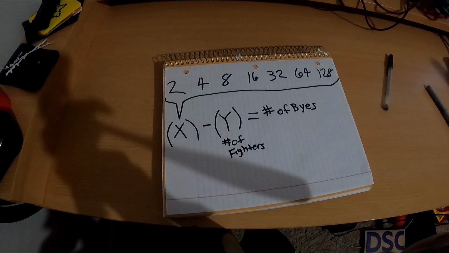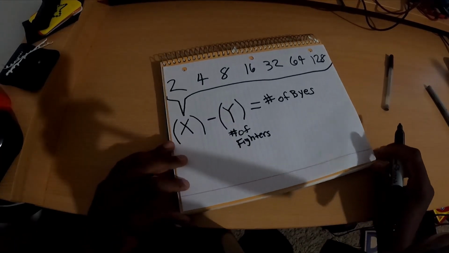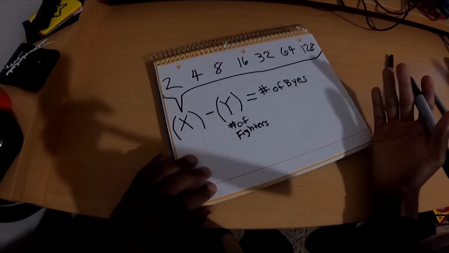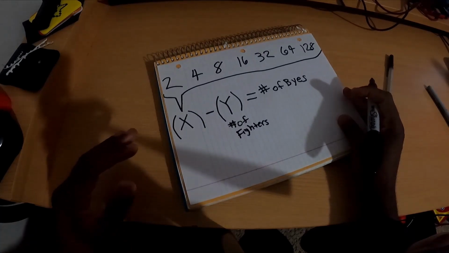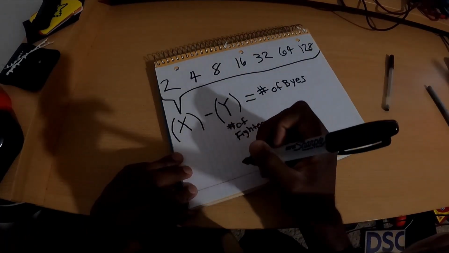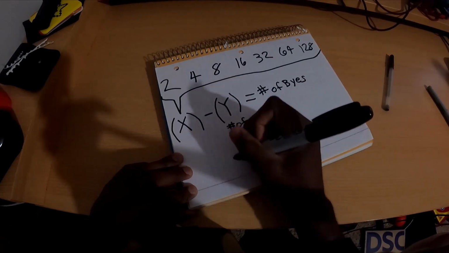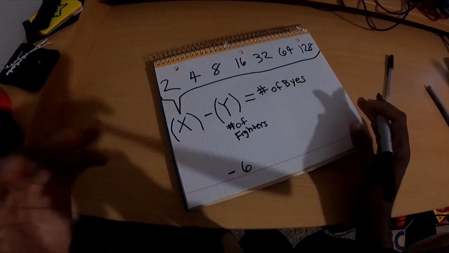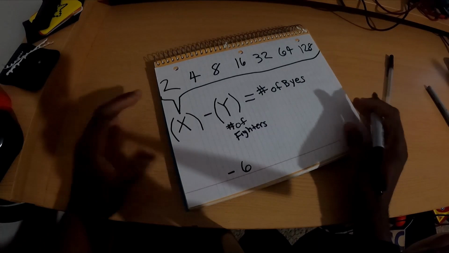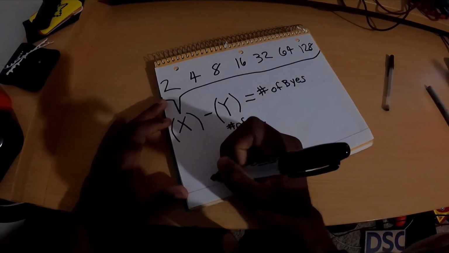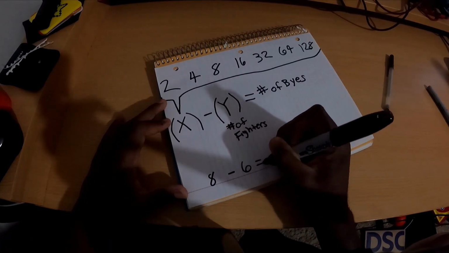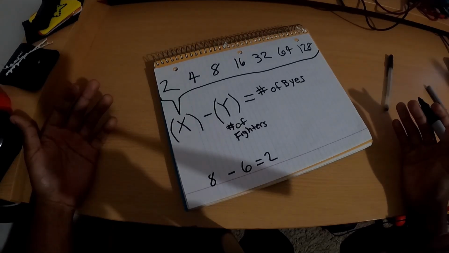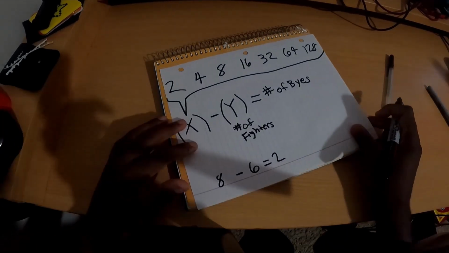So you're going to watch me do math live on camera. We want to find out Y first in this equation. If I have, let's say, 6 fighters in my tournament, so Y is going to be the 6 here. You need a number above the 6. So we have 8. 8 is the closest one to 6, so that'll be our X. 8 minus 6 is 2. So that will then be 2 buys in my tournament. So that is how buys work.